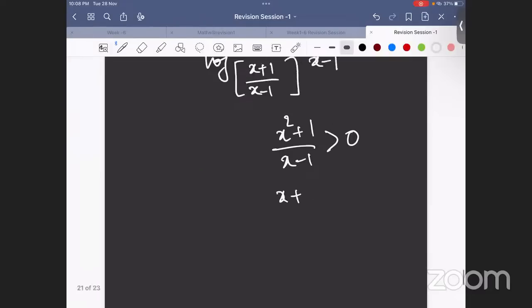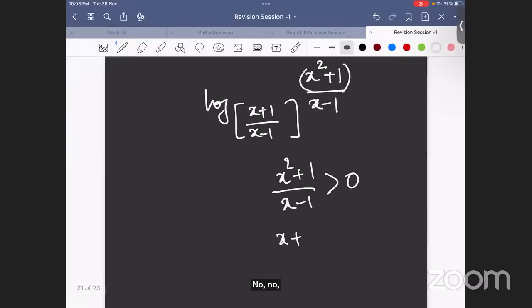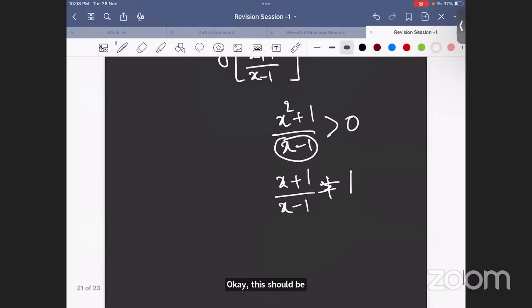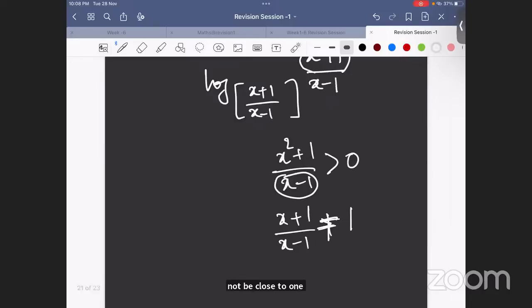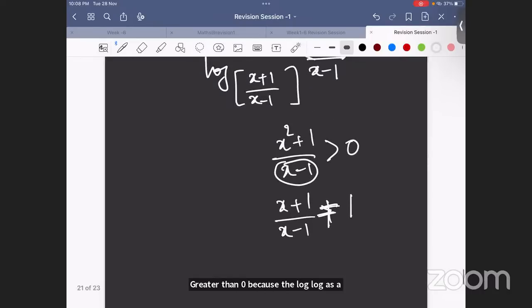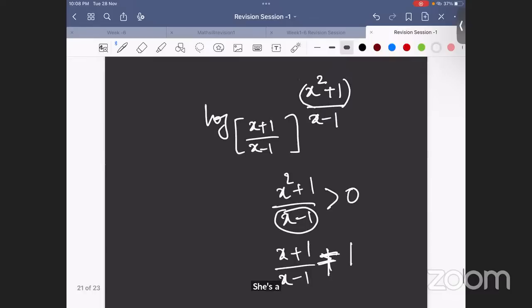Yeah, that is fine, sir. But x plus 1, what is in the base? That should also be greater than 0, right? This should not be equal to 1. Yes, this should not be equal to 1. It should be greater than 0 because the domain of log is from 0 to infinity, right? She's saying about the whole base, the a value. The a value should be greater than 0.